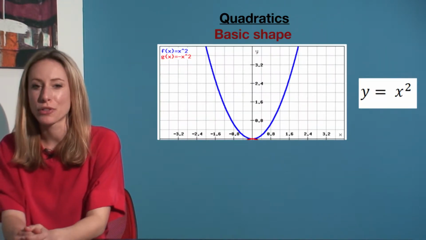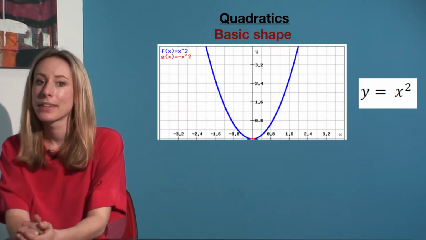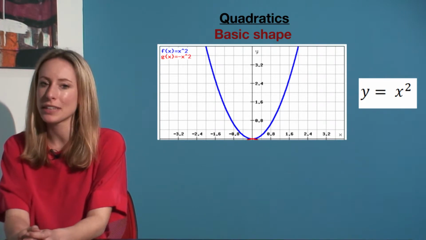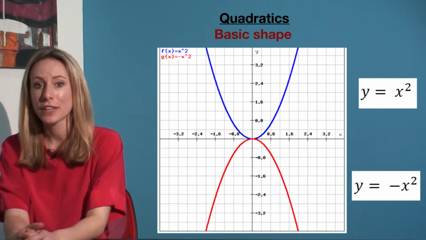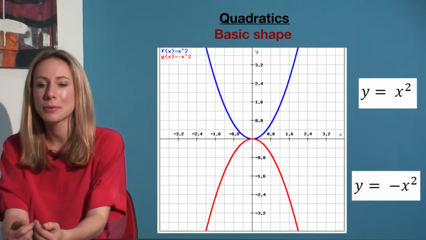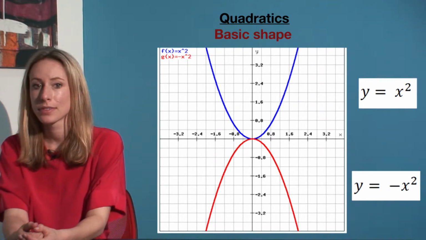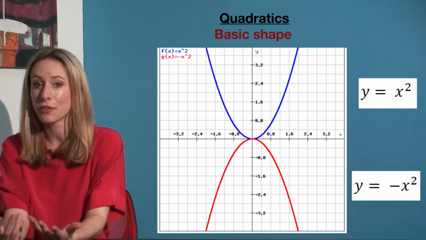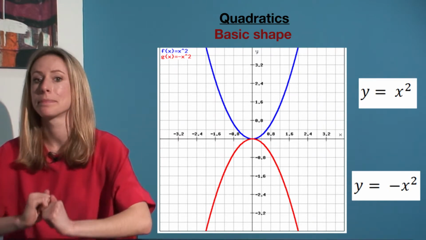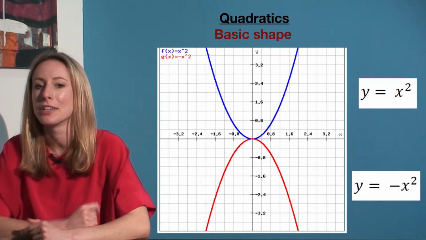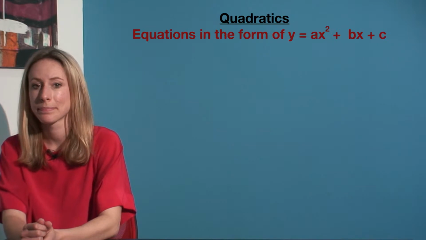The basic shape of a quadratic or parabola is a U. The basic equation is y equals x squared. When reflected in the x-axis, the equation becomes y equals negative x squared. To get this graph, we just flip the graph of y equals x squared upside down. Keep these basic shapes in mind whenever you are graphing quadratics.